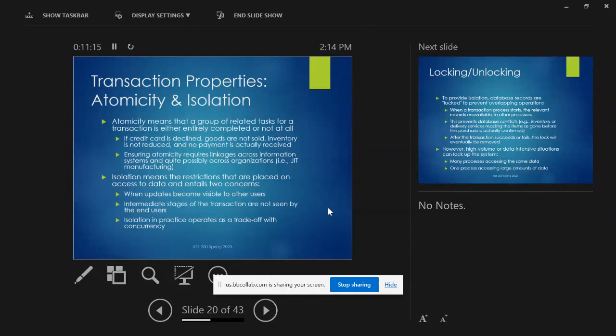Isolation is basically the same. In practice, what we mean for isolation with transaction processing is that the users, again, they can see the initial state of the transaction or they can see the final state of the transaction, but while the transaction is ongoing, and some of the systems might show the transaction is done, and other systems might show that it hasn't finished yet, nobody can go in and access parts of the system because they might get the wrong answers from the database, right? So that's what that means when I say here, intermediate stages of the transaction are not seen by the end users.